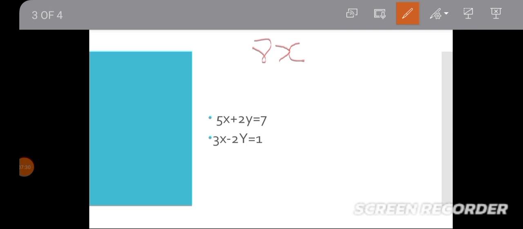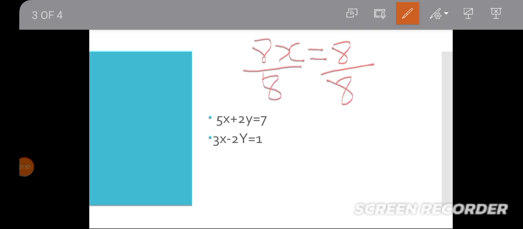The next step is adding the sums of both equations. The sum is 7 and 1, and that will give us 8. Now this operation is multiplying, so we do the opposite of multiplying, which is dividing. We're going to divide both sides by 8.